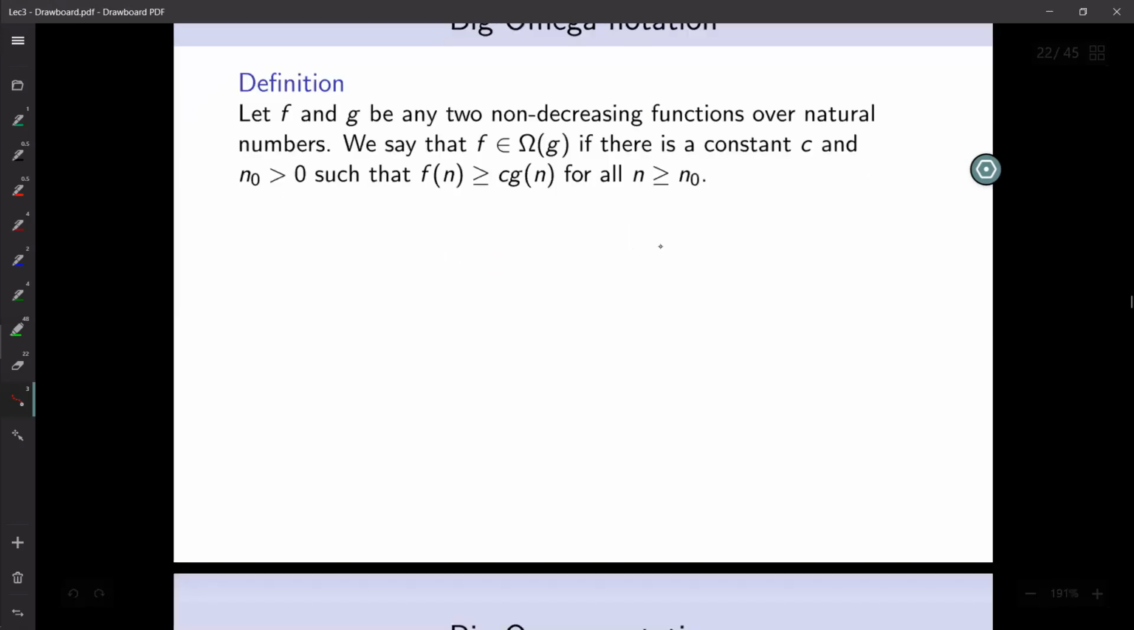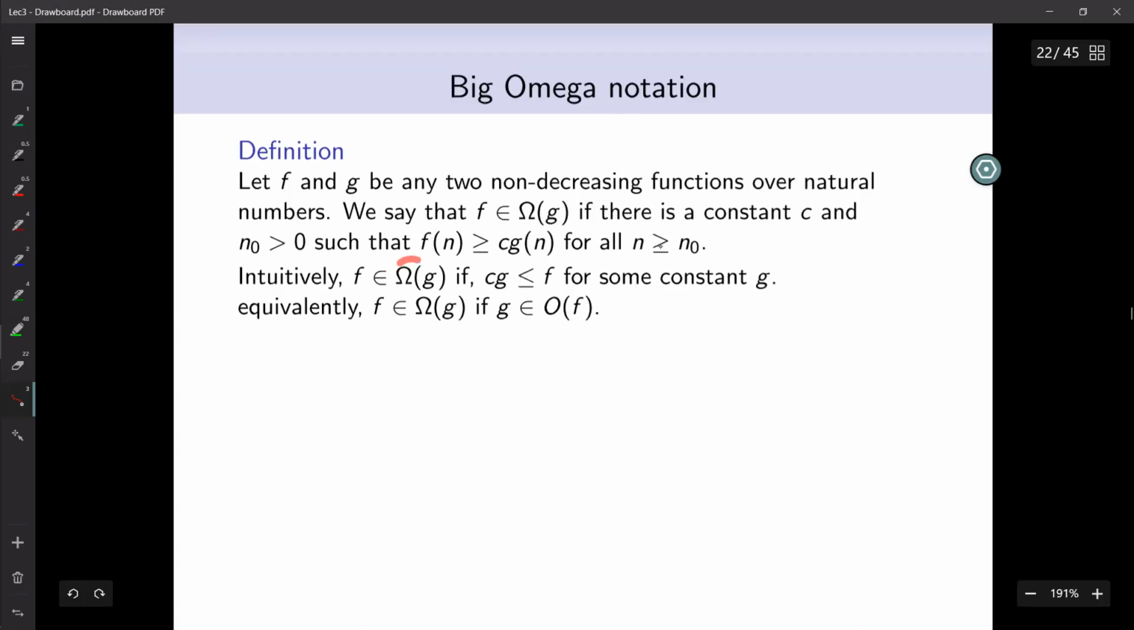In other words, more intuitively, we say that f is omega of g if c g is less than or equal to f for some constant c. That is, f dominates c g for some constant. Or in other words, f is in omega of g if and only if g is in order of f, or big O of f. Sometimes we also call this order of f instead of big O. The traditional notation is big O, but we also end up using the term order of f. So this we'll say big omega, or for short omega of g.